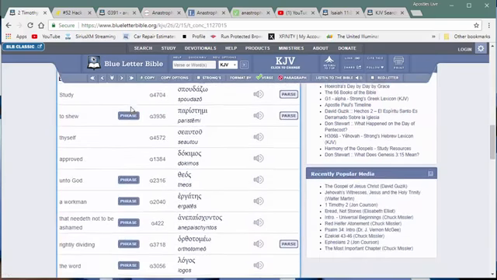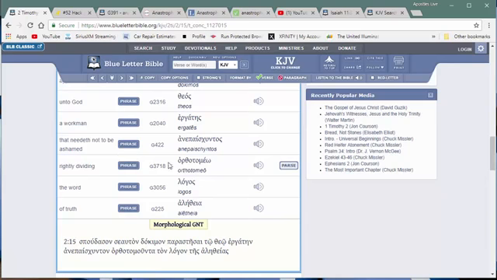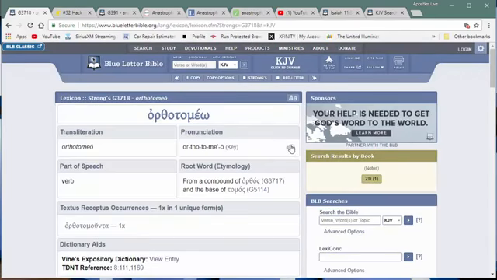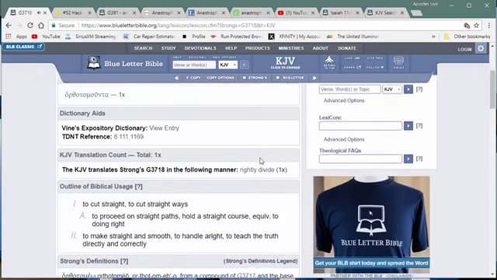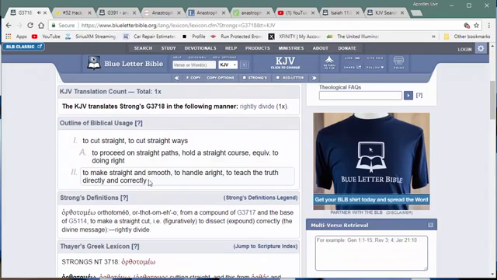Now, when we go to the Greek word for rightly dividing, here it is right here. Let's play the Greek. Strong's G3718, orthotomeo. And keeping in tune with the lesson, I'm going to go right to the point. It says to make straight and smooth. This is the Greek word for rightly dividing. To make straight and smooth, to handle aright. What are we handling? The scriptures, the words of the Lord. His words, right? To teach the truth directly and correctly. So this is how we have to teach the scriptures.